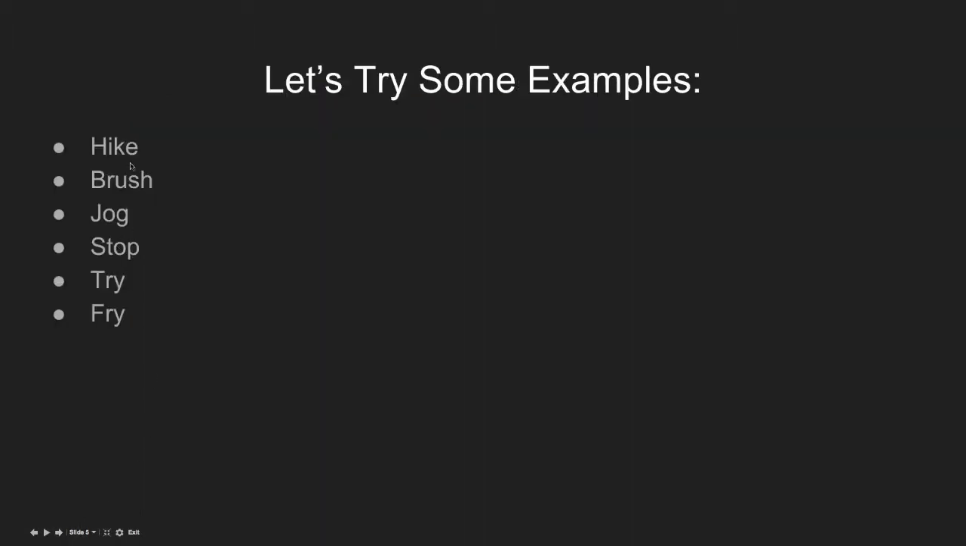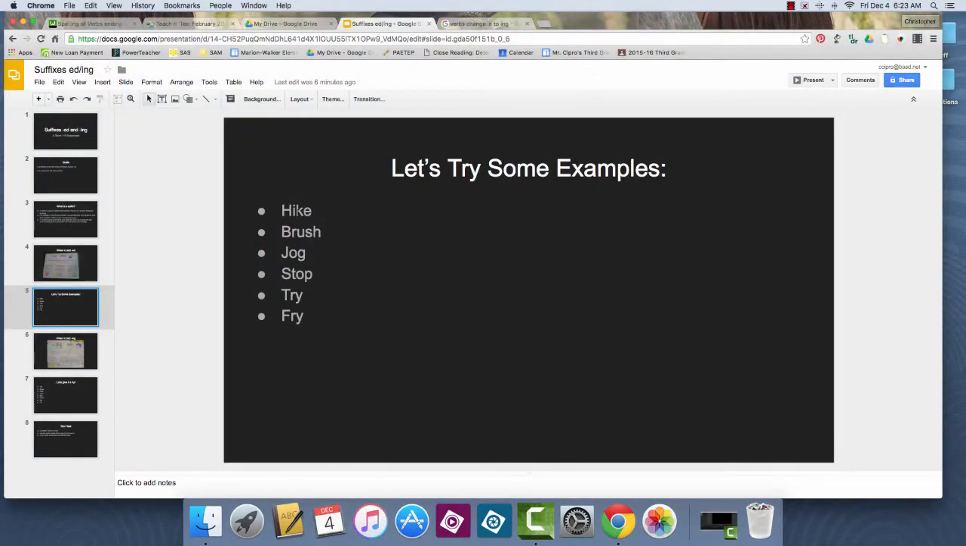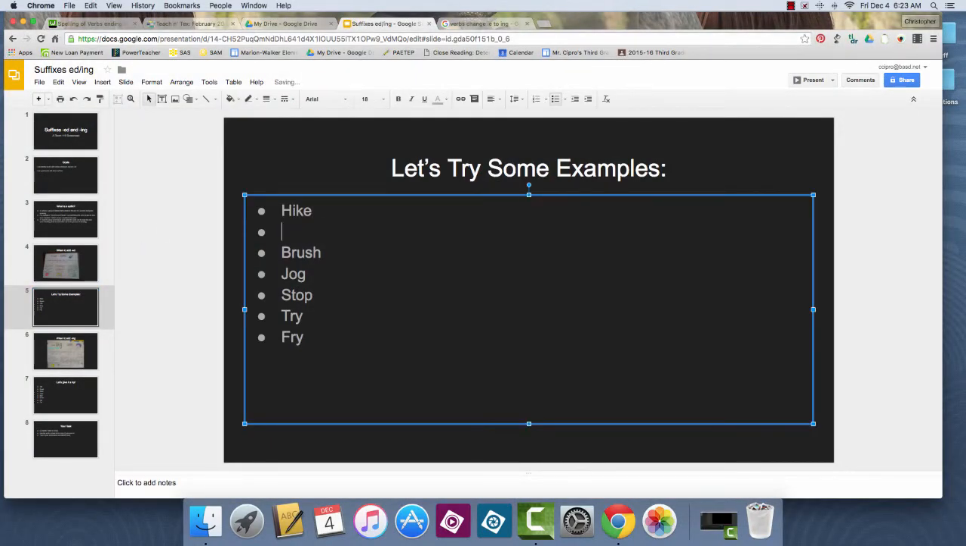Let's try some examples, okay? So I have the word hike. To form the past tense of hike, I have a silent E there. All I have to do is drop the E and add ed. So I would get the word hiked. Brush, okay? Brush just ends in an SH. So all I'm going to do here is add ed to get brushed.